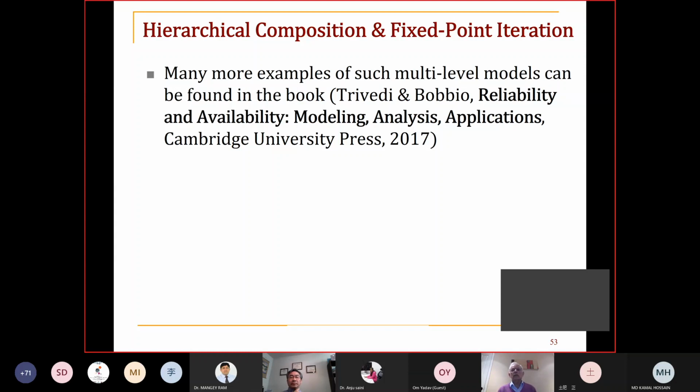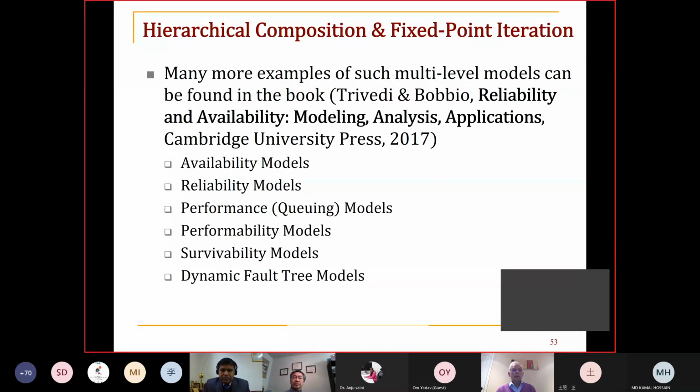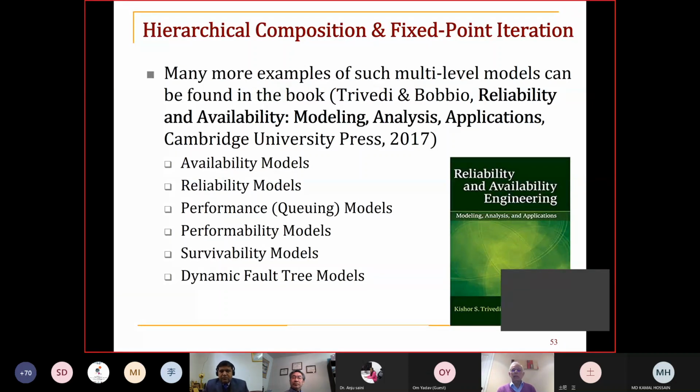Many more examples of such multi-level models can be found in this newest book, and of availability models, reliability models, performance or queuing models, performability models, which is combining queuing and failure and repair, survivability models, dynamic fault tree models in this Green Book.